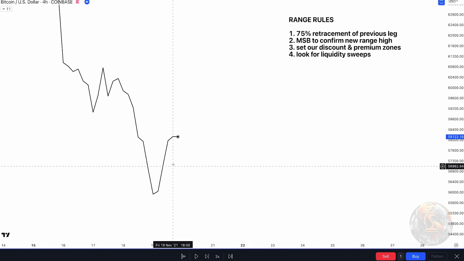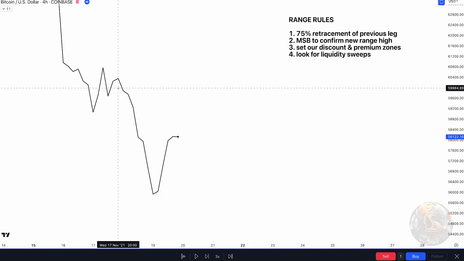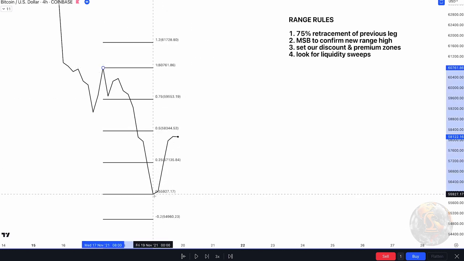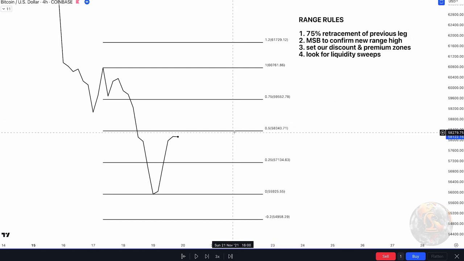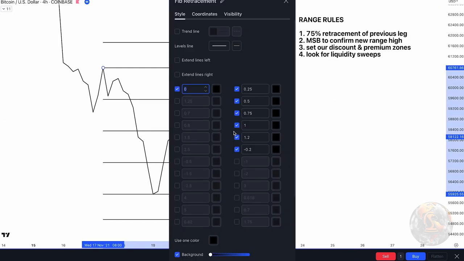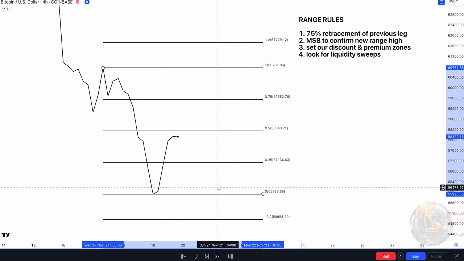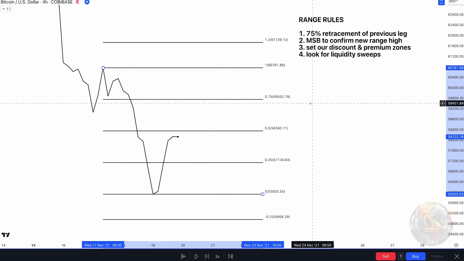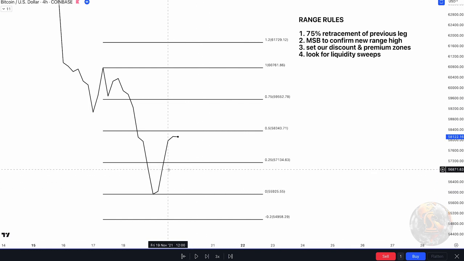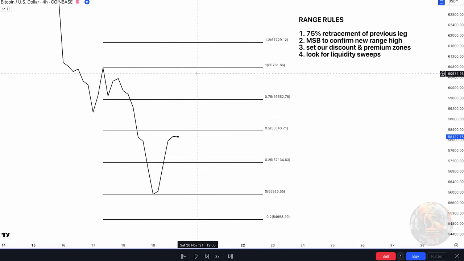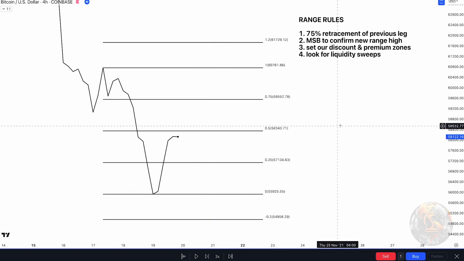Price is now bouncing. So as price is bouncing, we want to get our fib tool. We want to put it from the high to the low, and there we have our range. So my fib tool is set with these settings: 0, 0.25, 0.5, 0.75, 1, 1.2, and minus 0.2. The reason for that is because ranges form in a linear fashion. So you have 0, a quarter, a half. The half is always a good turning point. 3/4 and 1. The reason for that is because your 0 to 0.25 is where you can consider it to be discount. It's cheap. And then 0.75 to 1 is your premium. It's expensive. So you buy discount, sell premium. We'll get onto that in a moment.